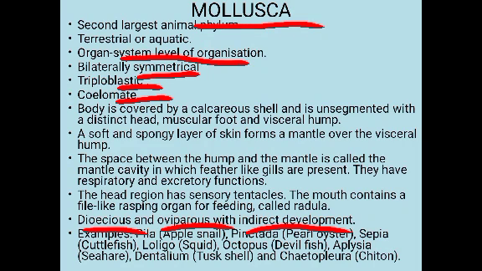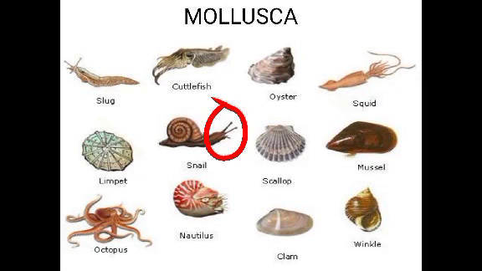Now examples we can see: pila, the apple snail. Or pinctada, that is the pearl oyster, inside which we can get the pearl. In the mantle cavity, if a small dust particle or sand particle enters, it will be surrounded by the secretion of the mantle, and it will be converted into the pearl. That oyster is the pearl oyster.